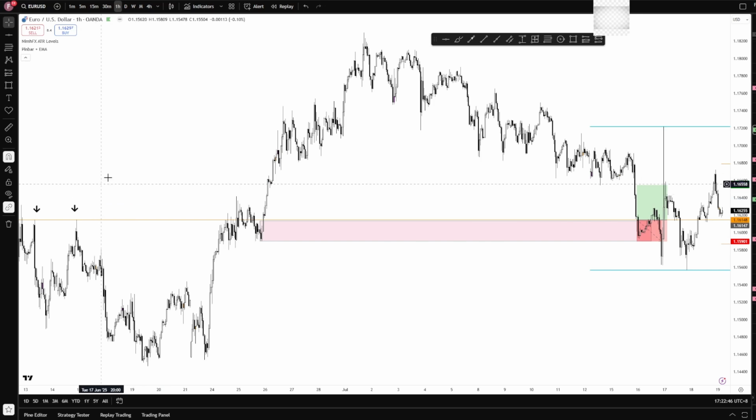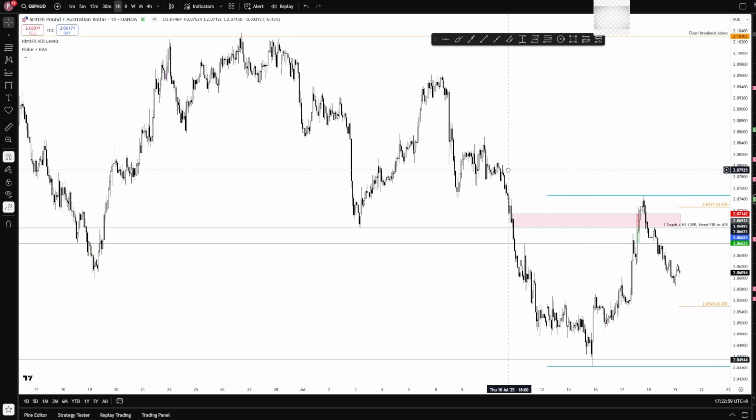So this is my first trade, euro dollar. It held overnight, got back to my break even, and then got back to my entry level and stopped me out the following day. So the second trade I took was pound Aussie dollar.